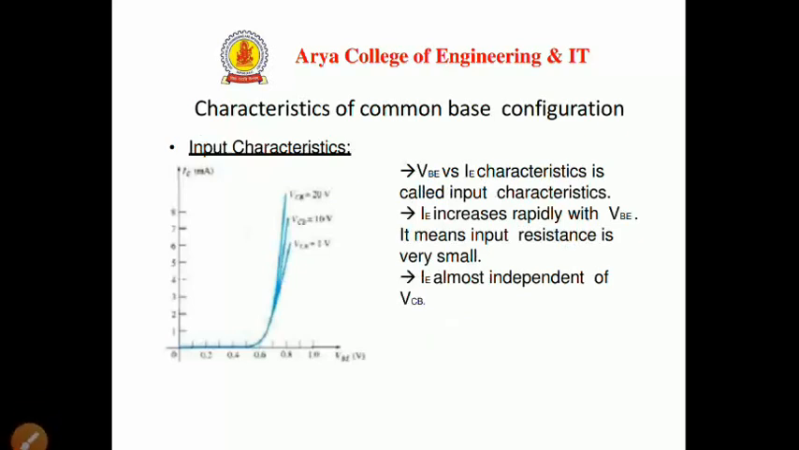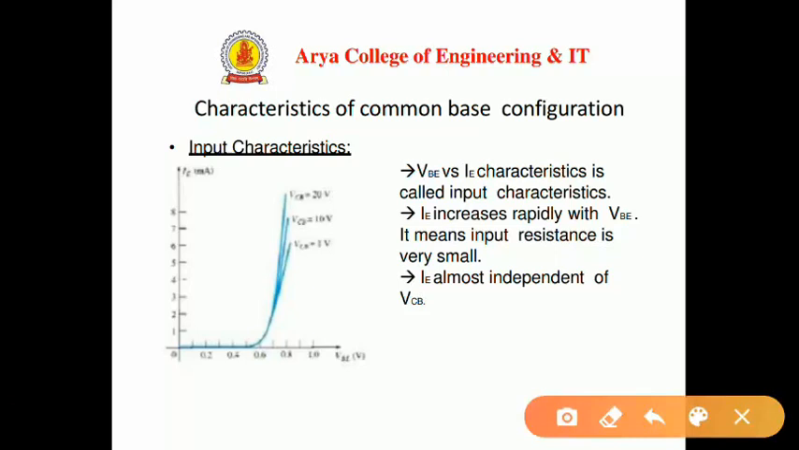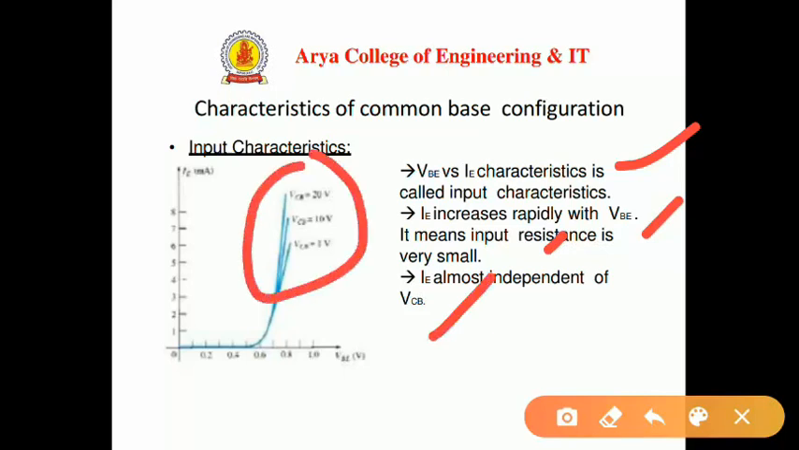We have the VI characteristics for common base configuration. First one is input characteristics. VBE, that is base emitter voltage, versus IE, that is emitter current, is called the input characteristics. Here IE increases rapidly with VBE, which means the input resistance is very small. So IE is almost independent of VCB. You can see in this image it is almost independent of VCB. Clear?